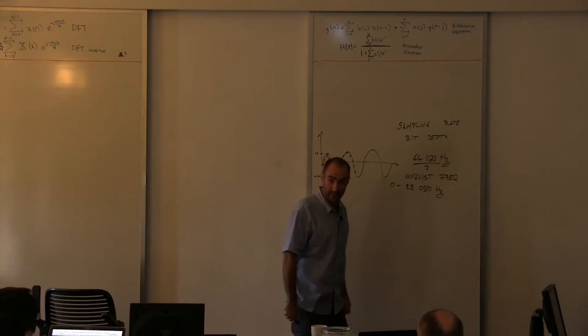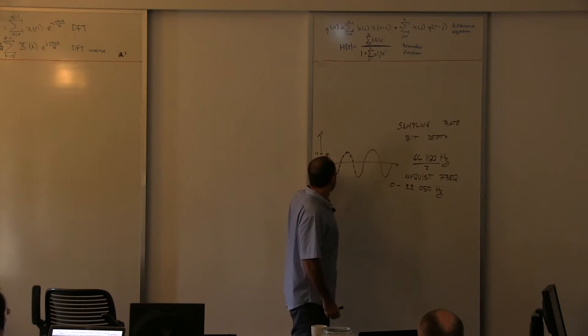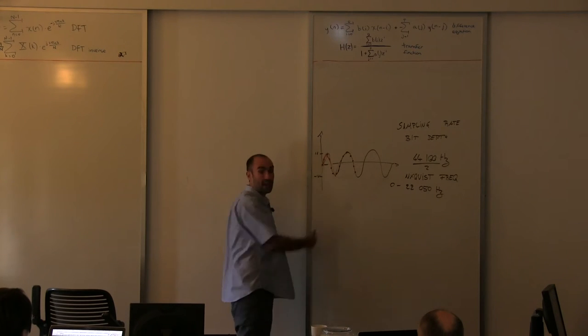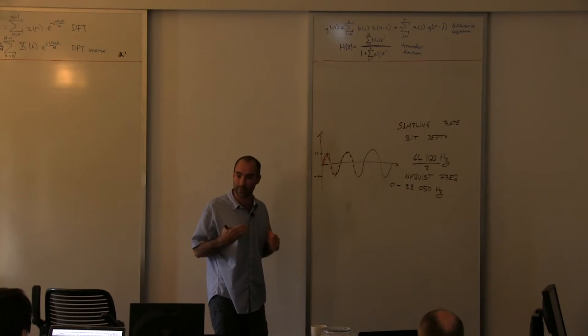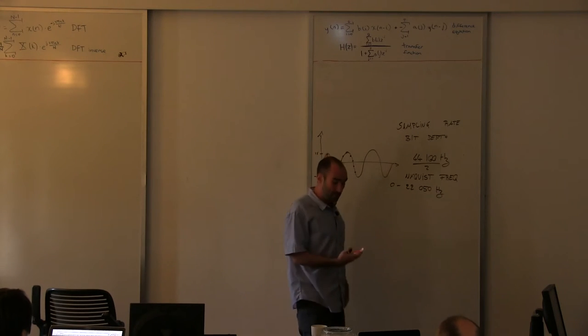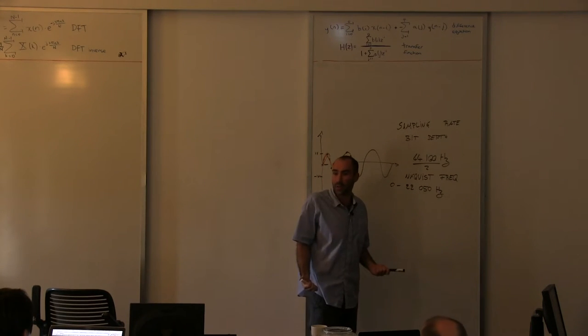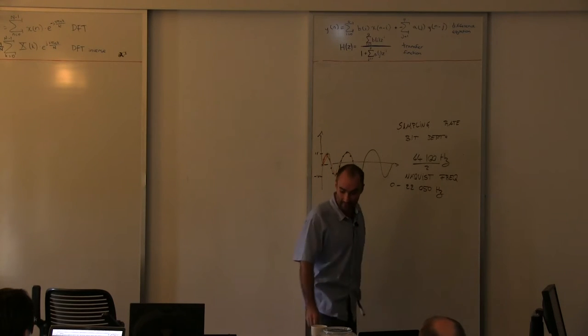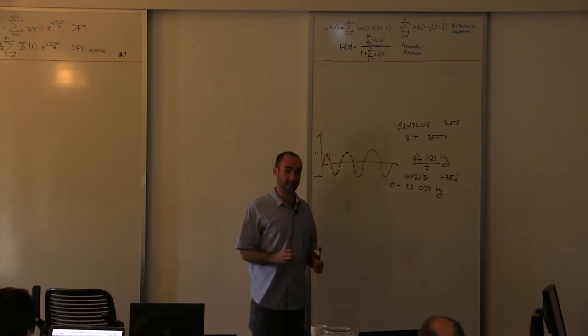22,051, okay, then the sine wave is going to be too fast, and I'm not going to be able to take enough samples per second to measure the sine wave. So what is going to happen is that it's still going to take a sine wave, but the sine wave is going to have the wrong frequency. Okay. And we call that aliasing.